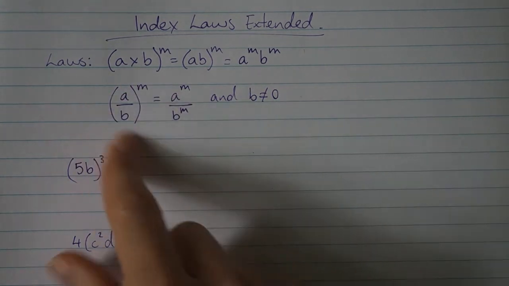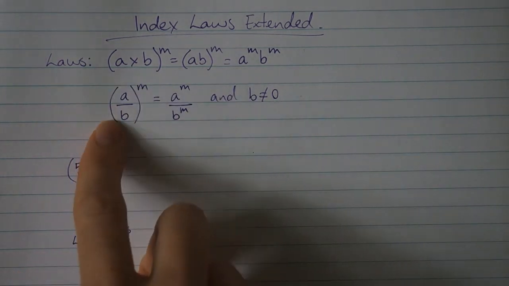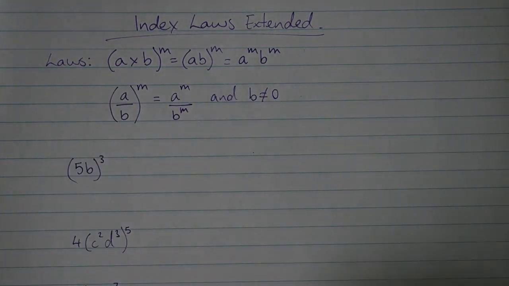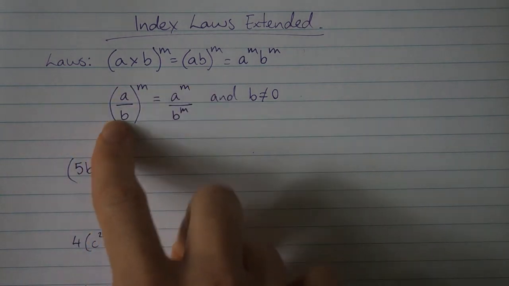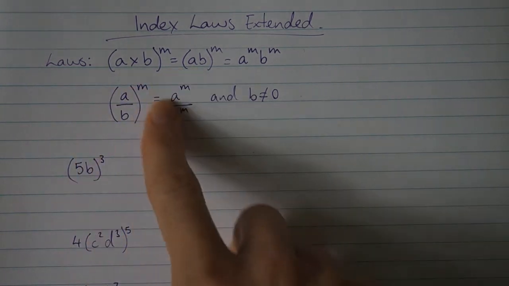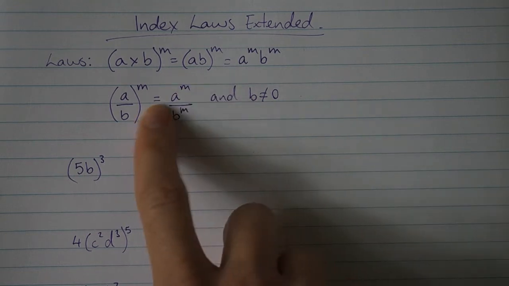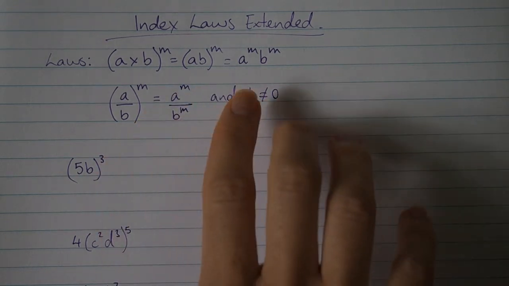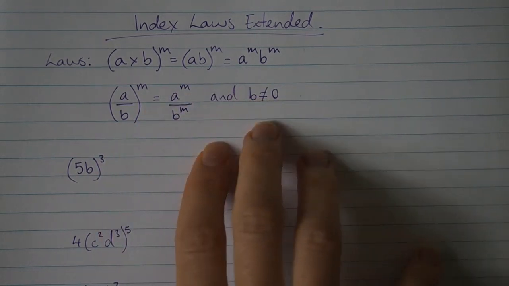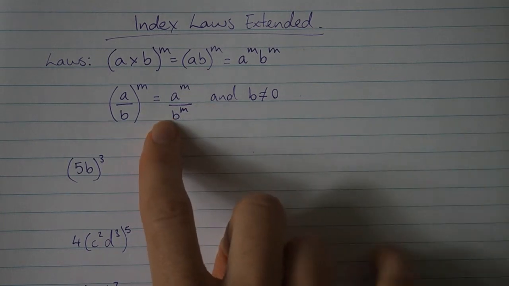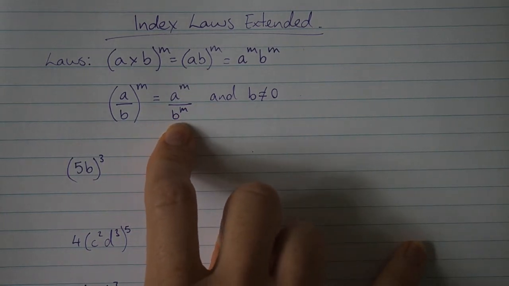Okay, similarly, if we're given a over b in a fraction, we can write them separately. All right, so a over b all to the power of m means we have a to the power of m over b to the power of m. But obviously there b cannot be 0, okay, because we cannot have 0 on the bottom of a fraction.